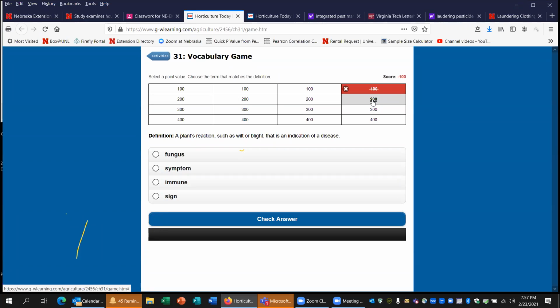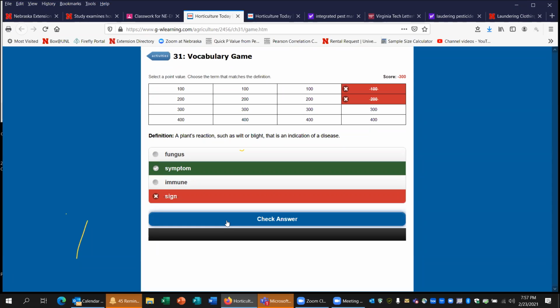A plant's reaction, such as wilt or blight, as an indication of a disease. Symptom. Okay, so we've got sign and we've got symptom. So, you know, knock it down to the two. So what do you think? Is it a sign or is it a symptom? It's a sign. Symptom. And that can be kind of tricky, and that's the reason why we discussed that. It is tricky. The reaction is the symptom.